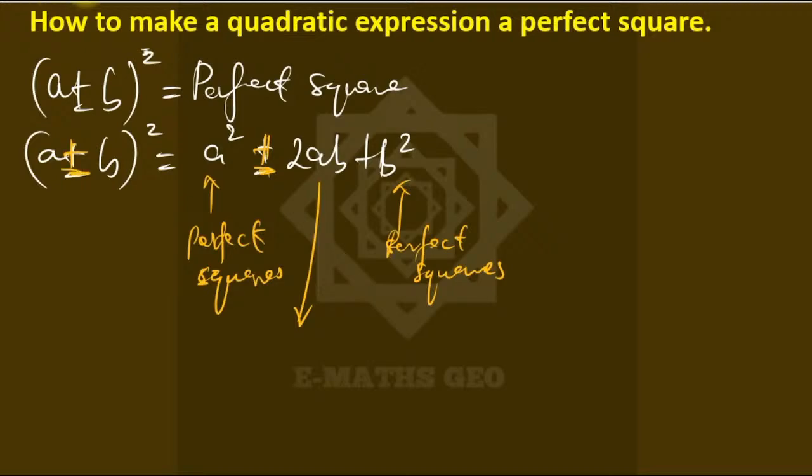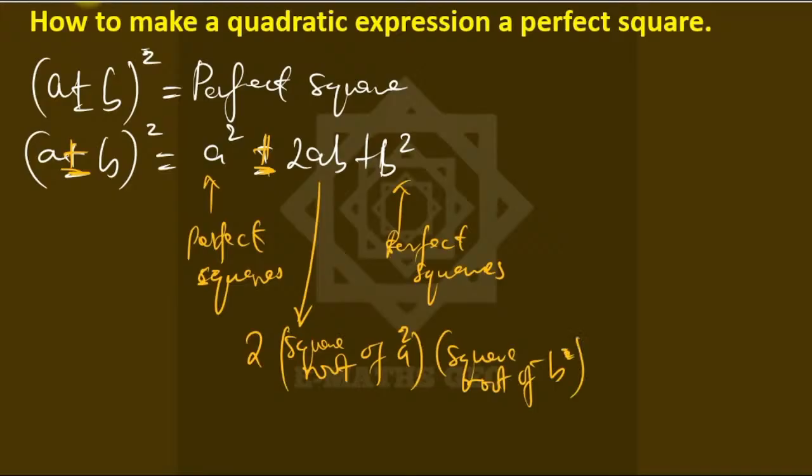You notice that the middle term will be 2 times the product of the square root of the first term and the square root of the last term. That is, the square root of a squared, which is a, and the square root of b squared. So this is very important, with the plus or minus depending.